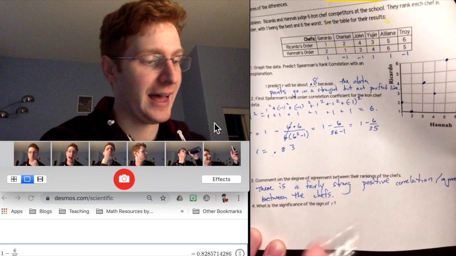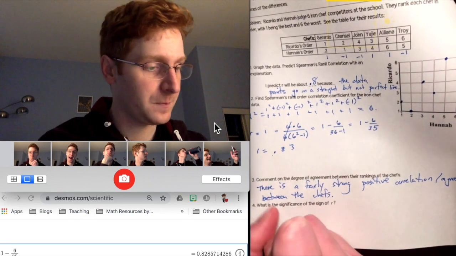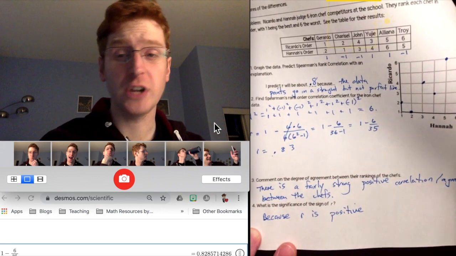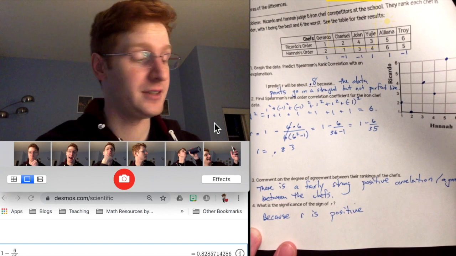So we can say that because r is positive, the judges tend to agree rather than disagree.